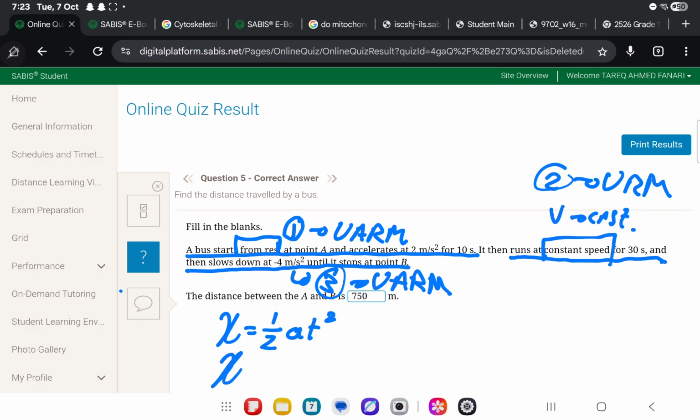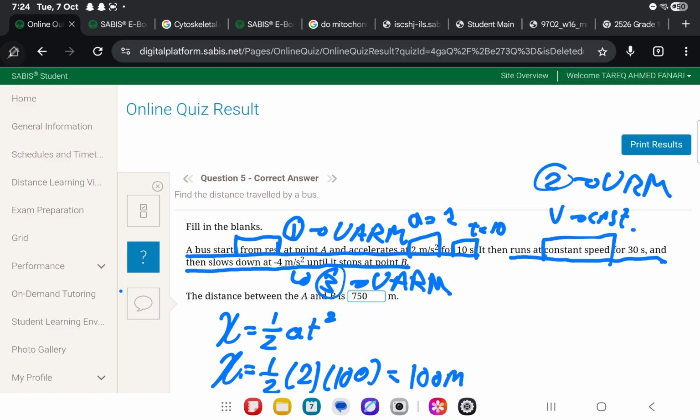Now this is very, very easy to apply. X is going to be equal to half times 2, because acceleration A is equal to 2. Then t is 10, so what's t squared? 10 times 10 is 100. The half will cancel with the 2, so 100 meters for phase 1. I'm going to call this x1. Now, x2 equals the URM motion, so we're going to follow the formula x equals vt plus x0.